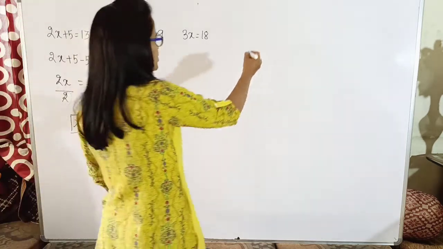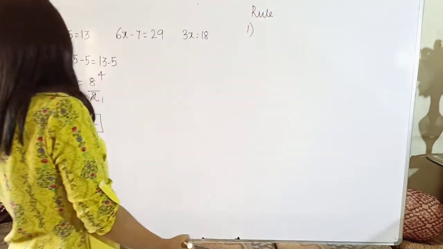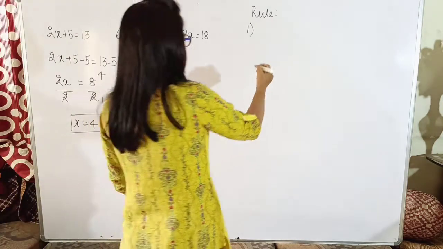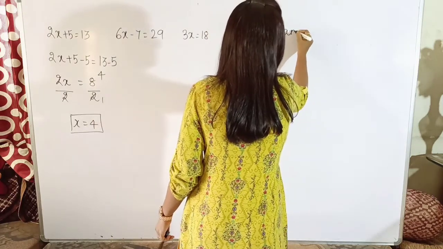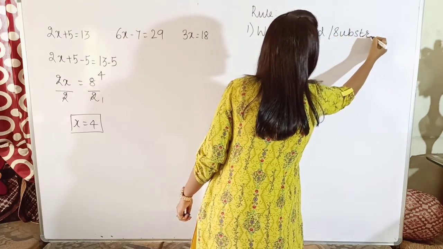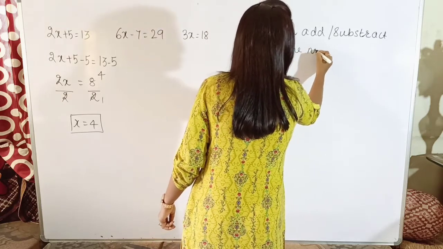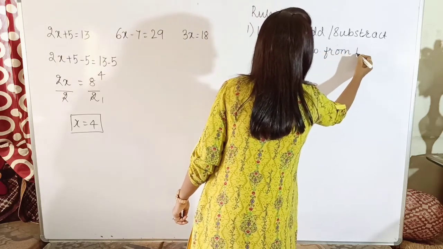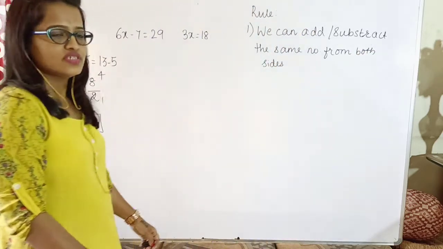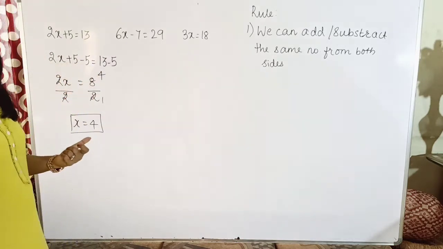Isn't it? Yes. So that becomes your rule. The first one is, what does it say? It says we can add or subtract the same number from both sides, which will not affect the value of the equation, isn't it? Now here, just like I have subtracted 5 on both sides, I can do the same operation with addition also.